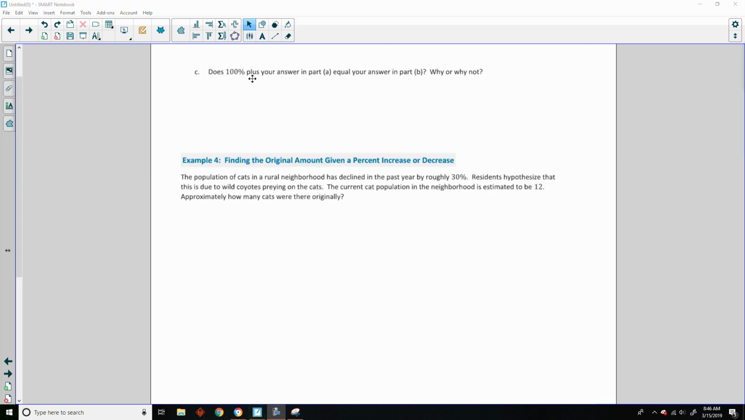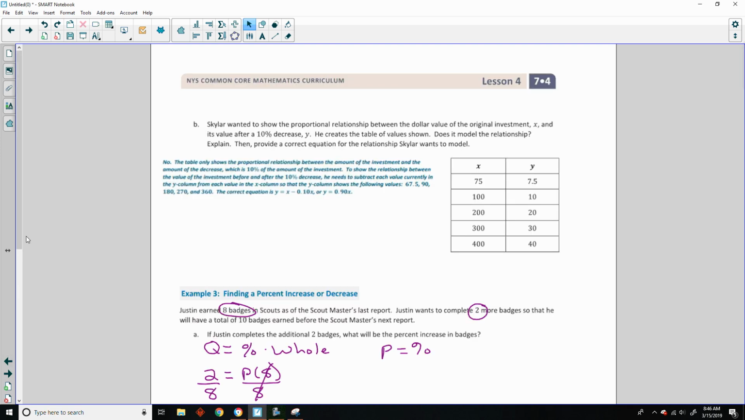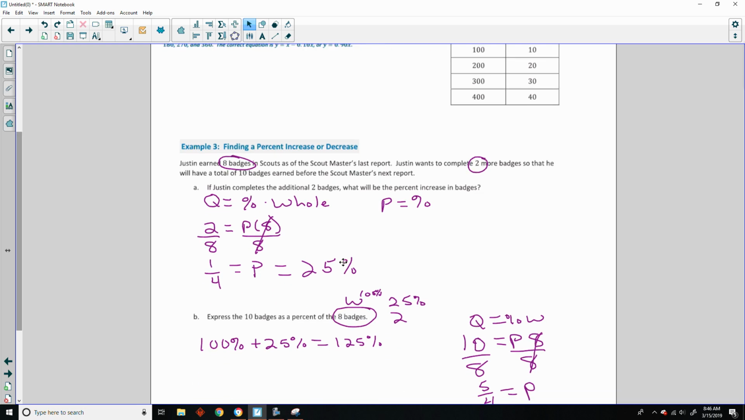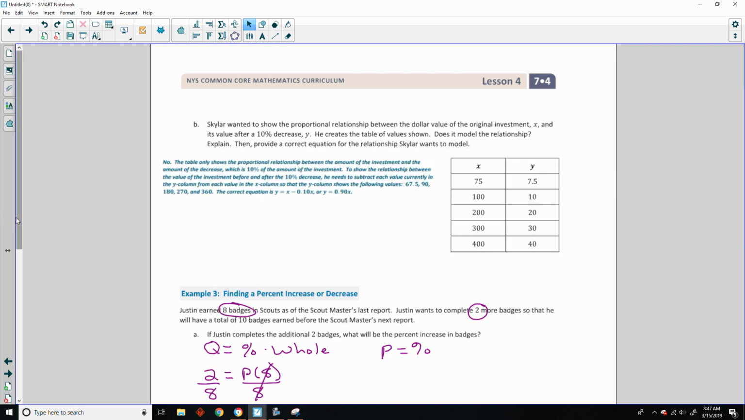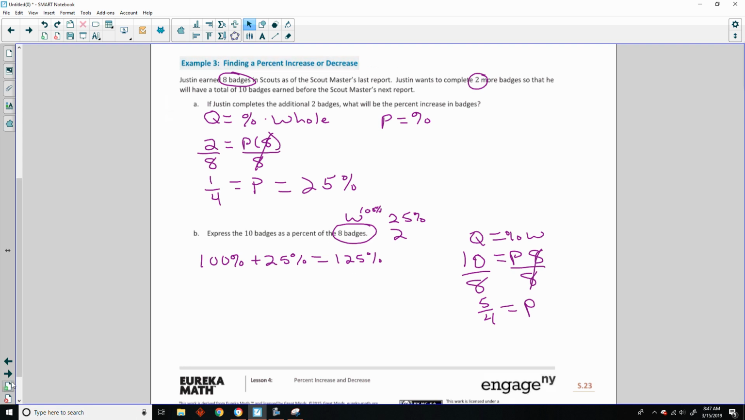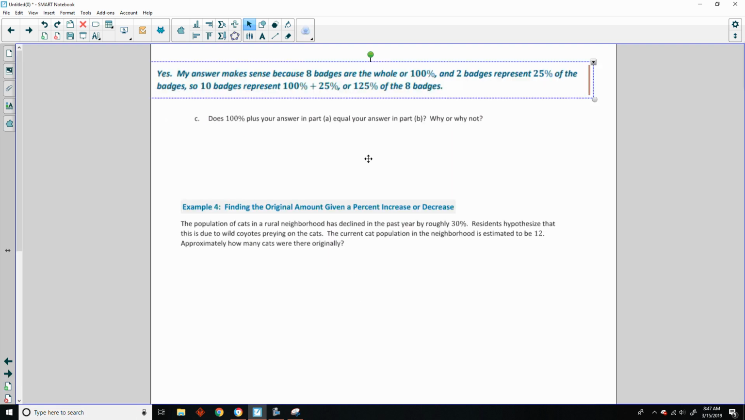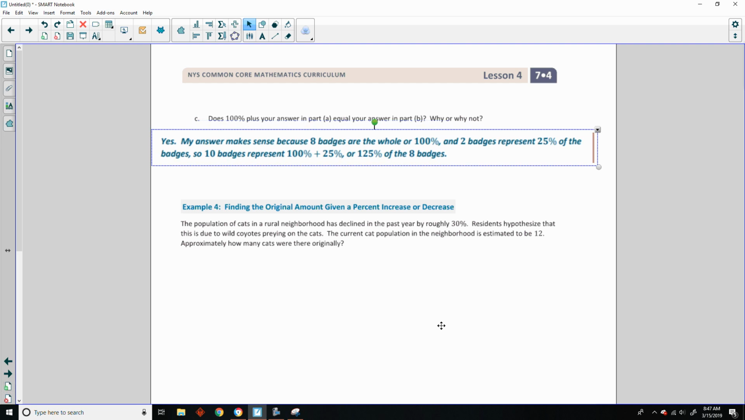Part C says, does 100% plus your answer in part A, which was 25%, equal your answer in part B? So is 100% plus my A answer equal to the answer in part B? And the answer is yes. Why or why not? My answer makes sense because 8 badges are the whole, or 100%, and 2 badges represent 25% of the badges. So 10 badges represents 100% plus 25%, or 125% of the 8 badges.